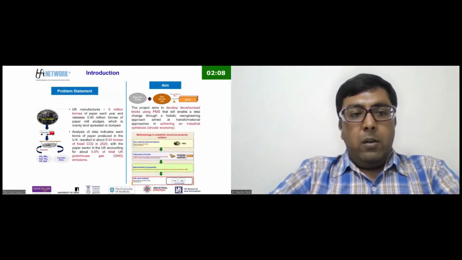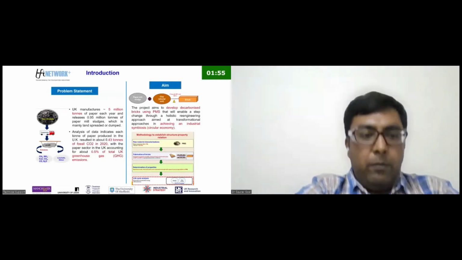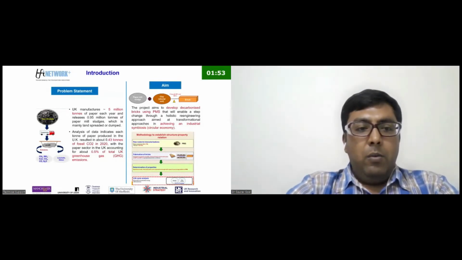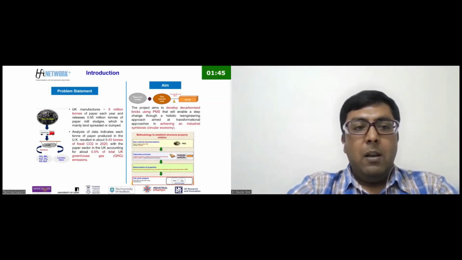Because in the UK, 5 million tons of paper is produced every year, and because of that, 0.43 million tons of fossil fuel is being consumed. And because of the paper production, the UK is contributing 2.5% of total greenhouse gas emission. So the target was to utilize this paper mill sludge and to develop a value-added product in terms of this fired brick by partially replacing the fertile agricultural soil.